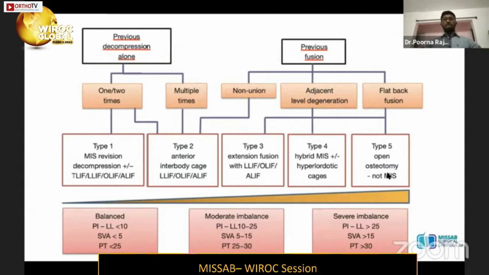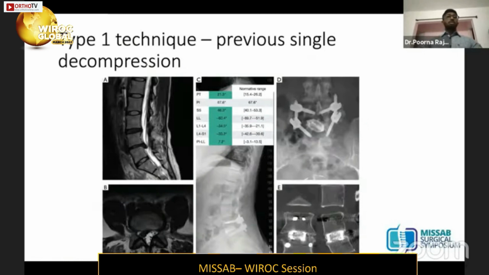So the difference between type 4 and type 5 is that by using a hyperlordotic cage, they are able to achieve good sagittal correction in the type 4 technique. But even with a hyperlordotic cage, if you are unable to achieve a good sagittal profile, they advise an open technique with osteotomies and extending the fusion, not an MIS technique. This is the baseline of the algorithm which they have formulated. And these are the representative cases which they have given in their journal.